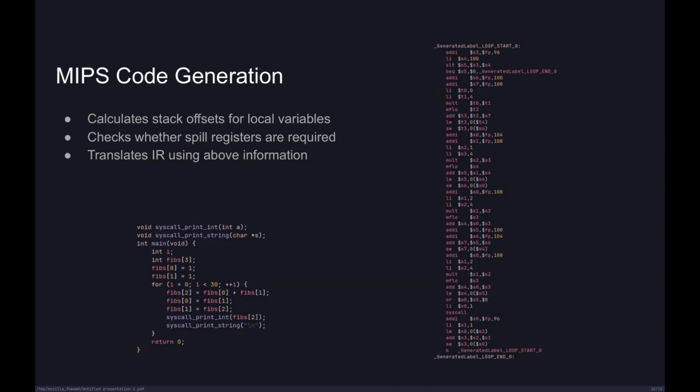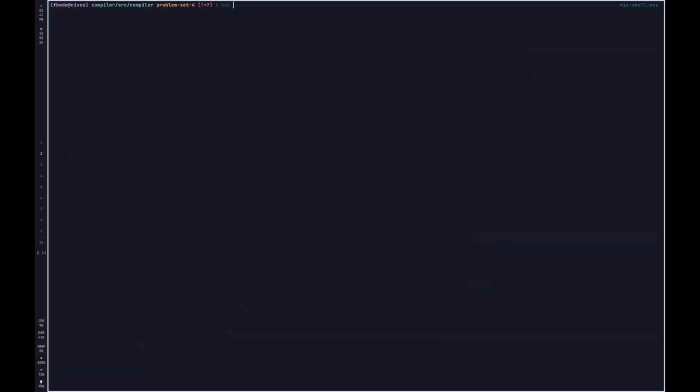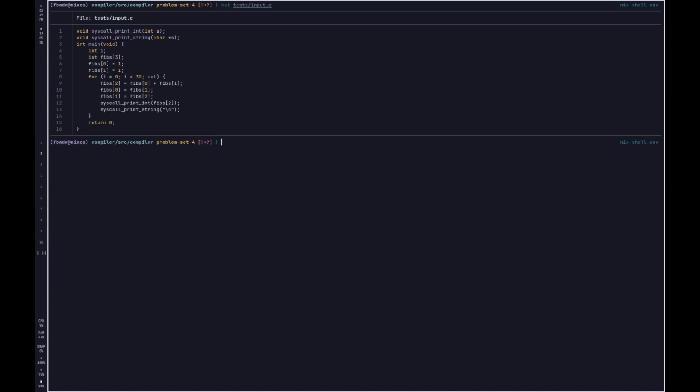Okay, so now let's actually run some code. All right, so next we're just gonna run this small example, which calculates Fibonacci numbers. And I have a custom make target, which makes things a lot easier. And we can see that we've printed the first 30 Fibonacci numbers. Yay.